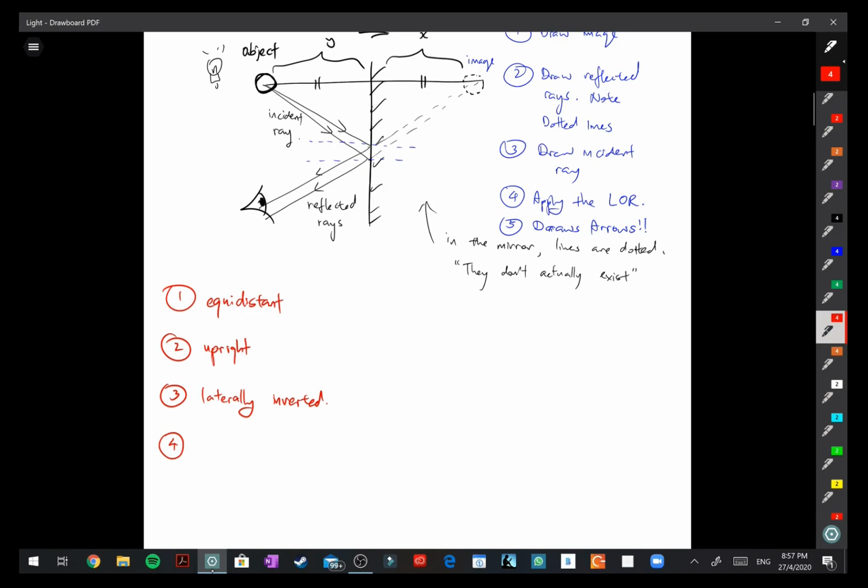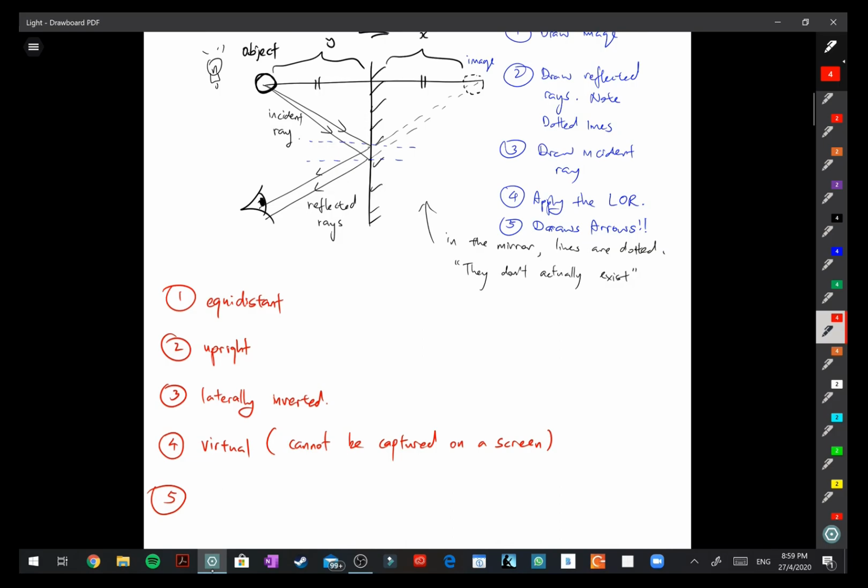Number 4, it is virtual. Virtual means that it cannot be captured on a screen. A camera does not produce a virtual image, because a camera can produce an image that can be captured onto a screen. But for mirrors, they actually don't. If you look at yourself and you walk away, the image of yourself shouldn't be there still. If it is, then I wish you all the best. Please do not tell me anything.